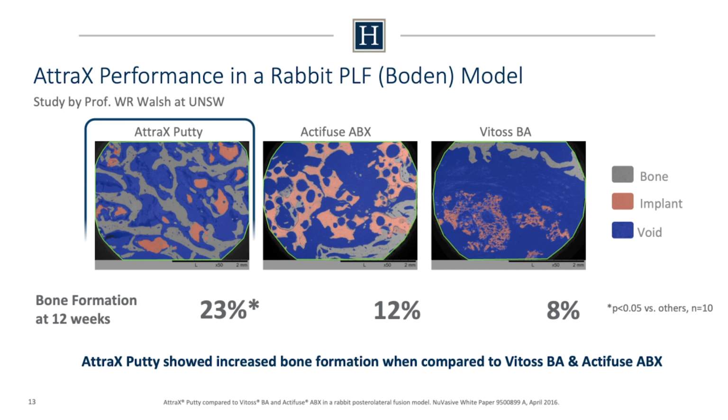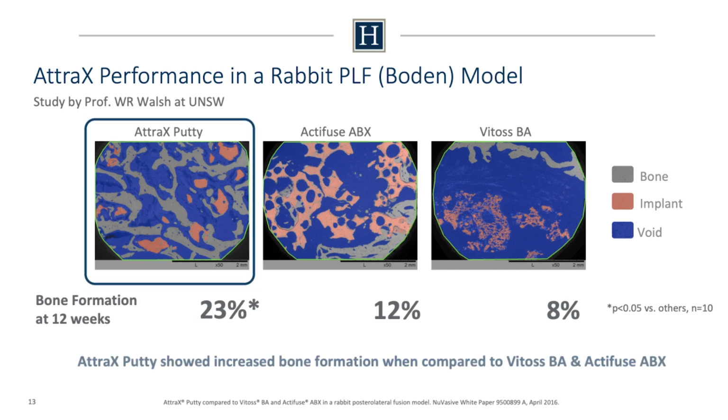So far, we've discussed the performance of Attrax in an intramuscular environment. But let's now review how this translates into an established spinal fusion model. Looking at an established rabbit posterolateral fusion model, where bone is marked in gray, with Attrax Putty, there is 23% bone formation at 12 weeks, compared to only 12% for Actifuse and 8% for Vitoss. This clearly demonstrates Attrax forming more bone throughout the fusion mass than traditional ceramic scaffolds.